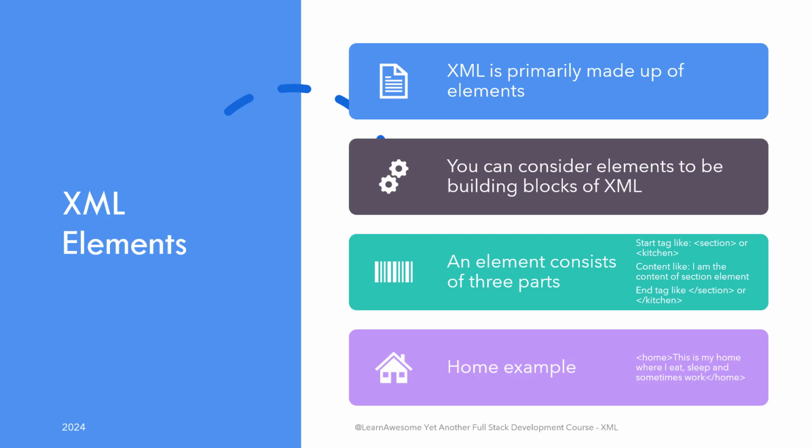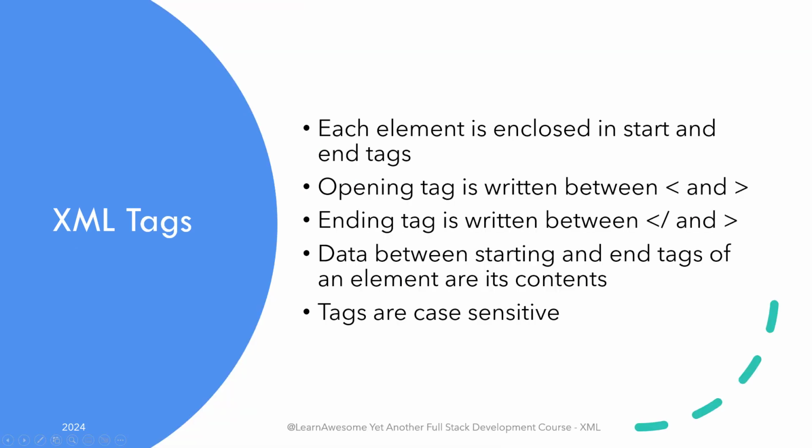Another example closer to home, an element from the text file you created, and this is a complete element now. Home tag, "this is my home where I eat, sleep, and sometimes work," followed by the end tag. This home element example is a perfectly valid XML document where the home element is a root element describing your home. This document contains only one element. Right, we use the word tags, so let's explore tags a little bit more. Each element has a start and end tag. The opening tag of an element is written between the left arrow or less than sign and the right arrow or greater than sign. The ending tag in comparison is written between the left arrow followed by a forward slash sign.